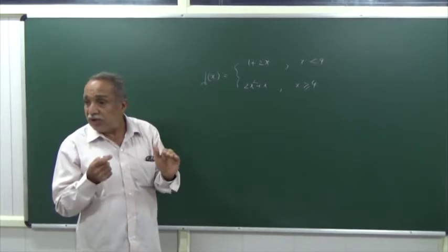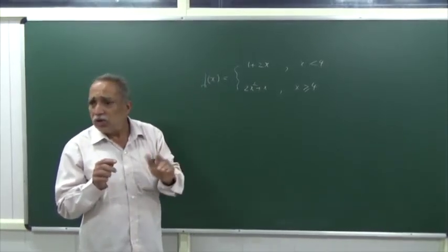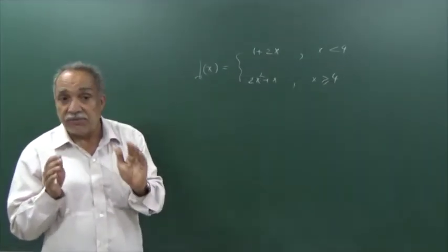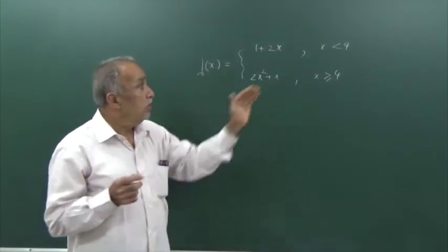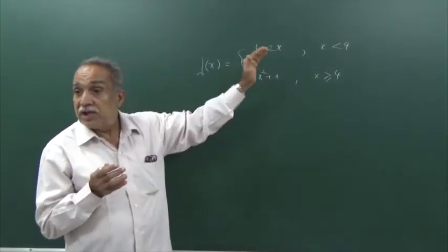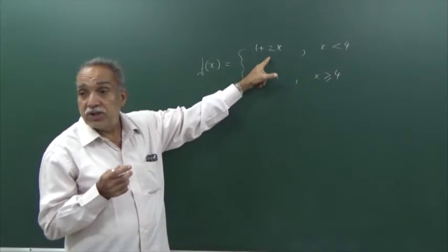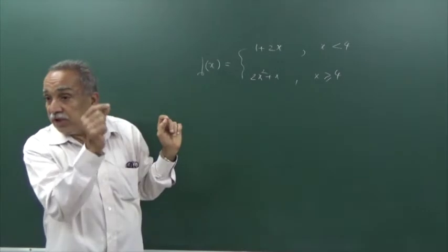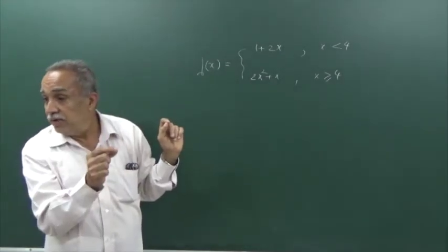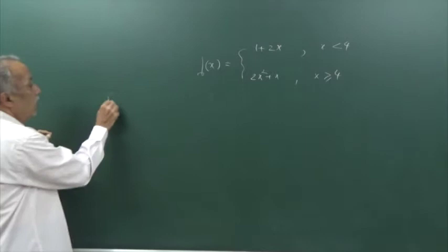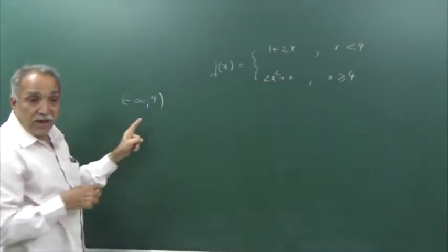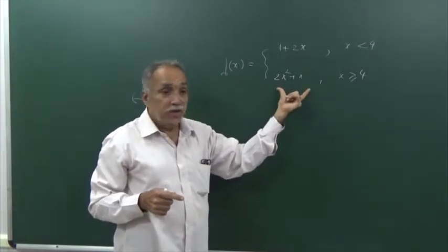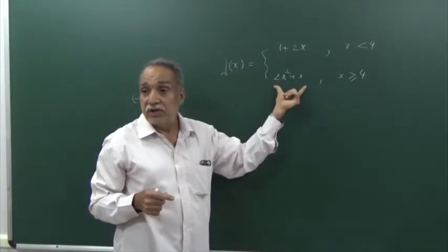For which value of x that value will be obtained, we are not interested in that. What values are obtainable as function values? All real values which are less than 9 are obtainable using this formula. A part of the range will be from minus infinity to 9, 9 excluded. Agreed? Only a part. Okay. Remaining part will be obtained using this part of the definition of the function.